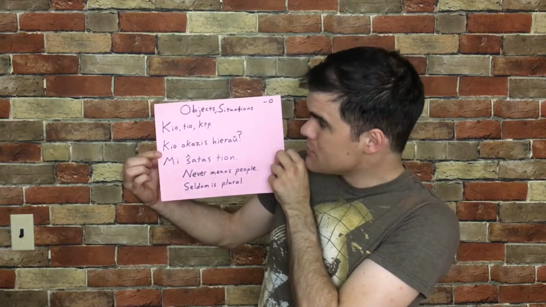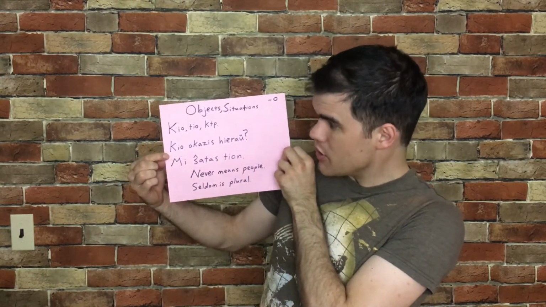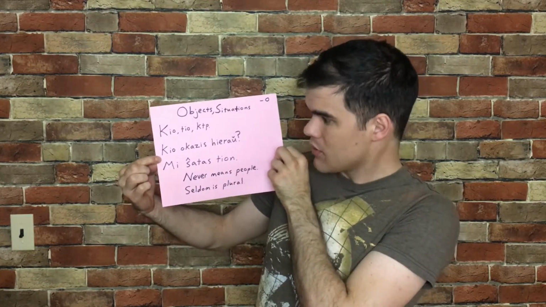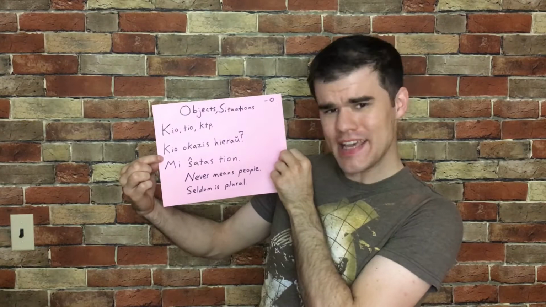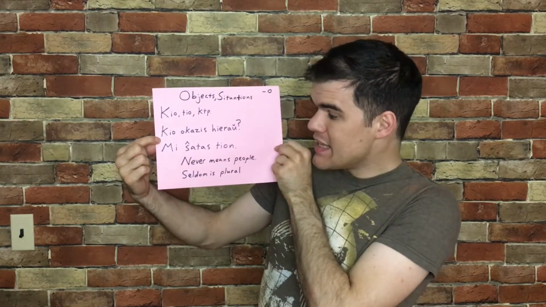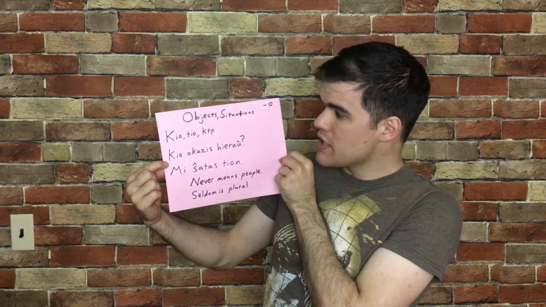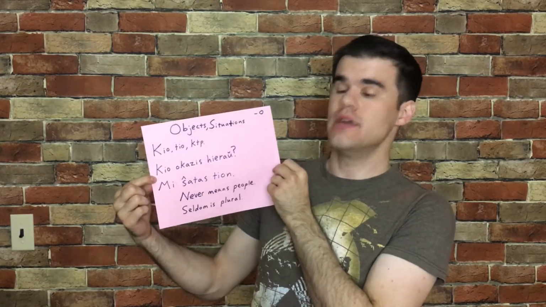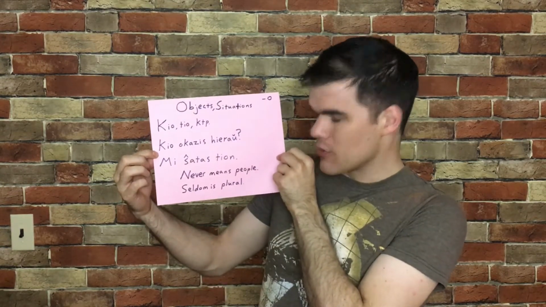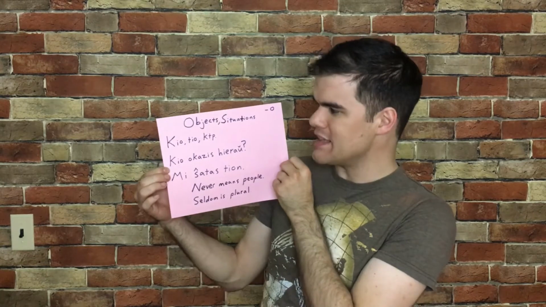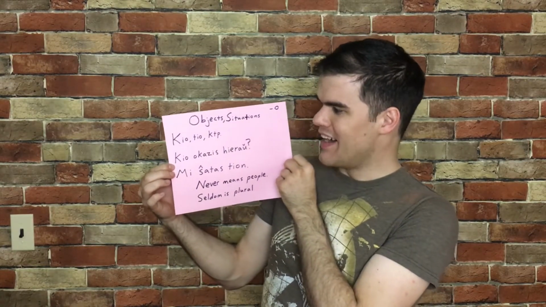Next up, we have the O ending. Objects and situations. Kio, tio, io, chio, ninio. What, that, something, everything, nothing. Kio okazis hiera. What happened yesterday? Mi shatas tion. I like that. Kio never means people, okay? If you're saying kio, that does not mean who is that. No, that means what, okay? And it seldom is plural. In fact, it's so seldom that you would correctly have a J at the end, like kioi.